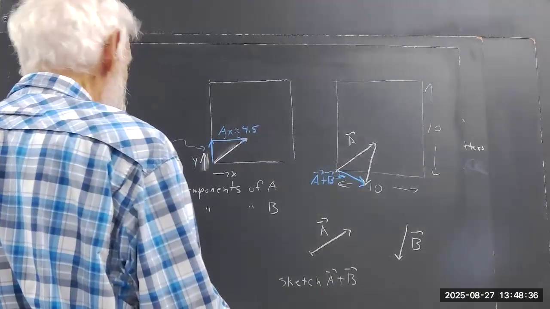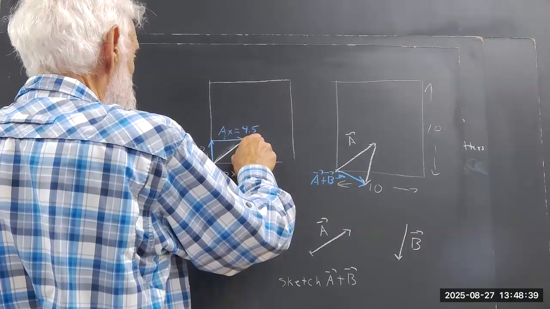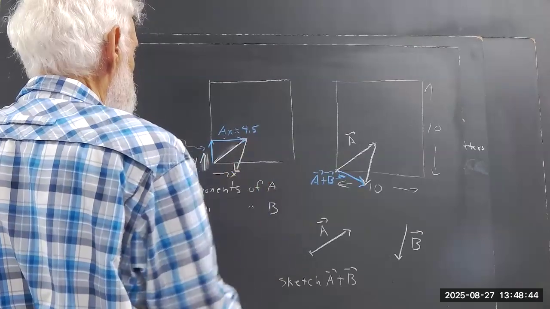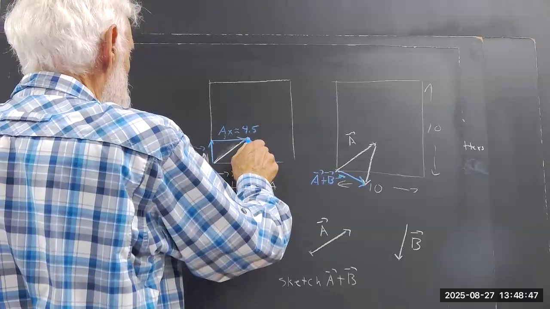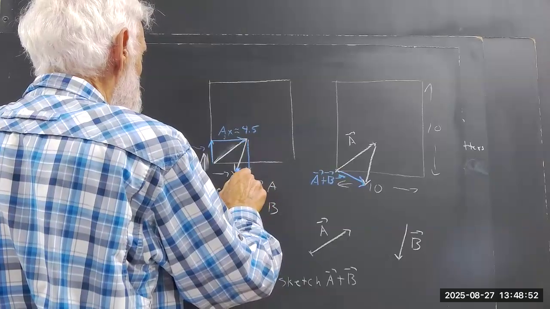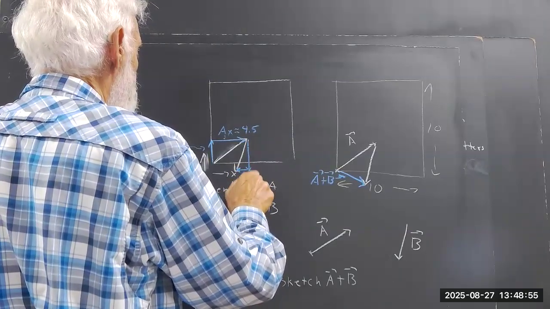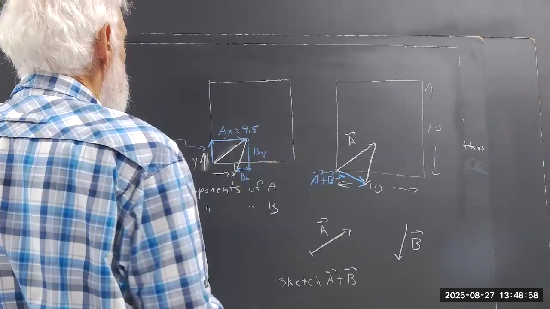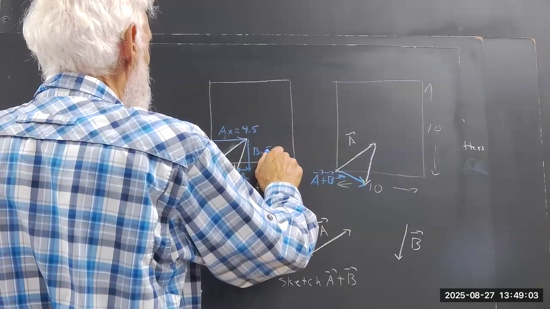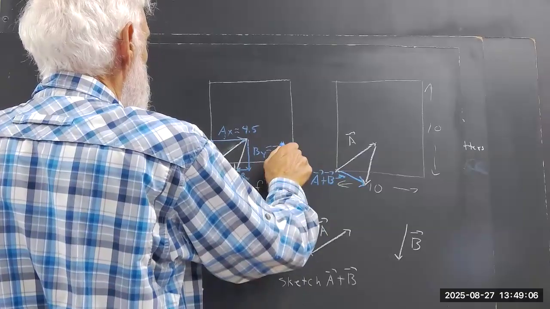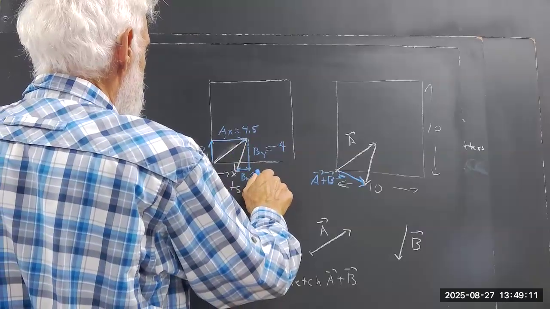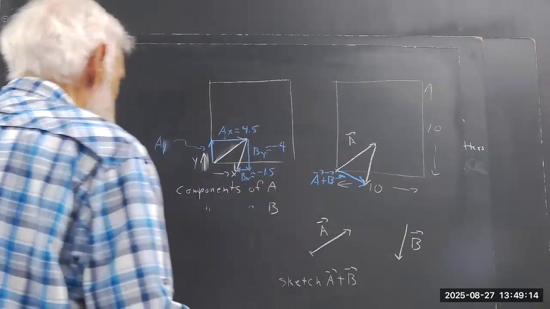And then if this is B, well, we could have a BY and a BX. And it looks like BY is about -4. And that's BY, and BX looks like about -1.